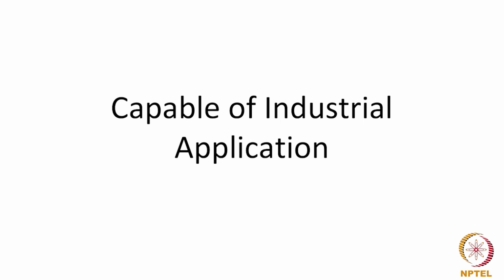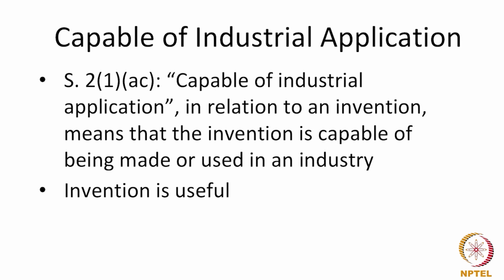The third requirement for determining patentability is that the invention should be capable of industrial application. Capable of industrial application is defined under 2(1)(ac). It states that, in relation to an invention, it means that the invention is capable of being made or used in an industry. So, if it is capable of being made or used in an industry, it is understood that it is capable of industrial application.